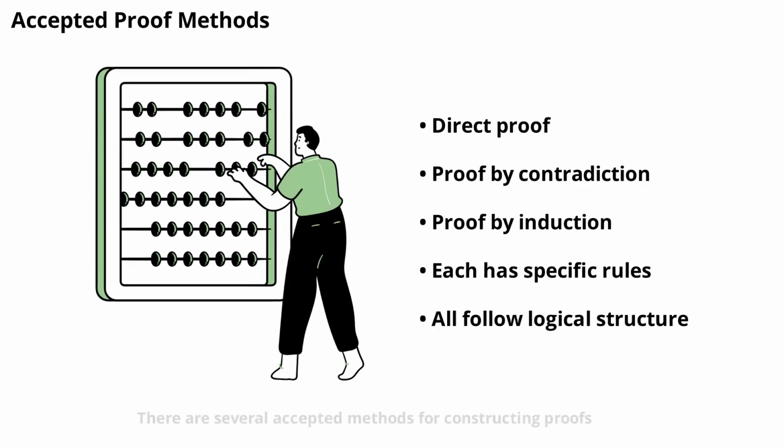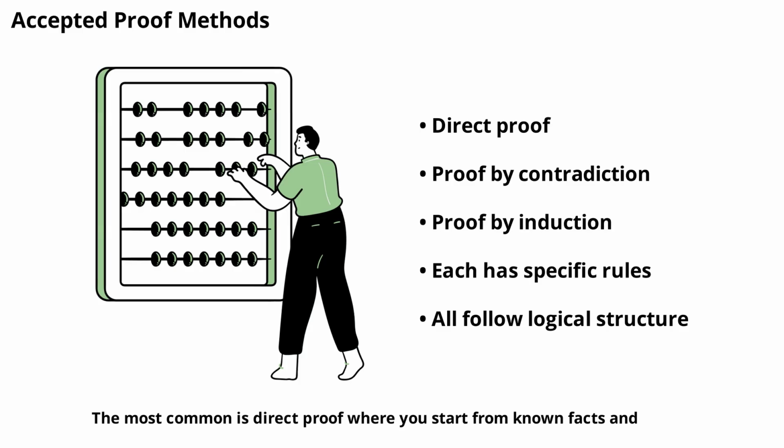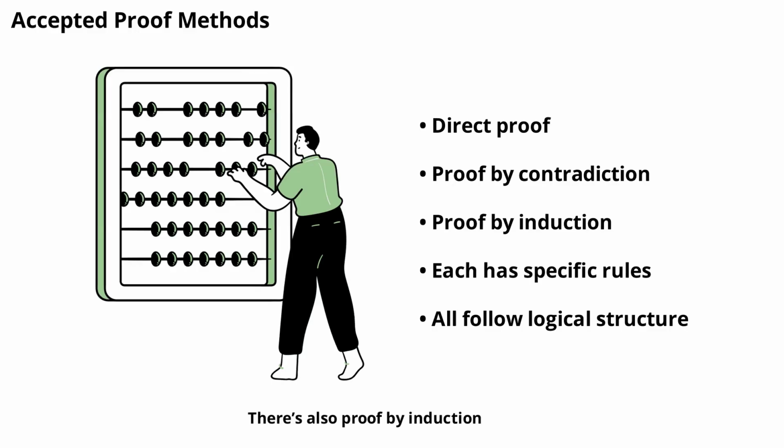There are several accepted methods for constructing proofs. The most common is direct proof, where you start from known facts and use logical steps to reach your conclusion. Another is proof by contradiction, where you assume the opposite of what you want to prove and show that this leads to a contradiction. There's also proof by induction, often used for statements about natural numbers. Each method has its own rules and is accepted because it follows the logical structure required for a valid proof. Let's look at these methods in more detail.